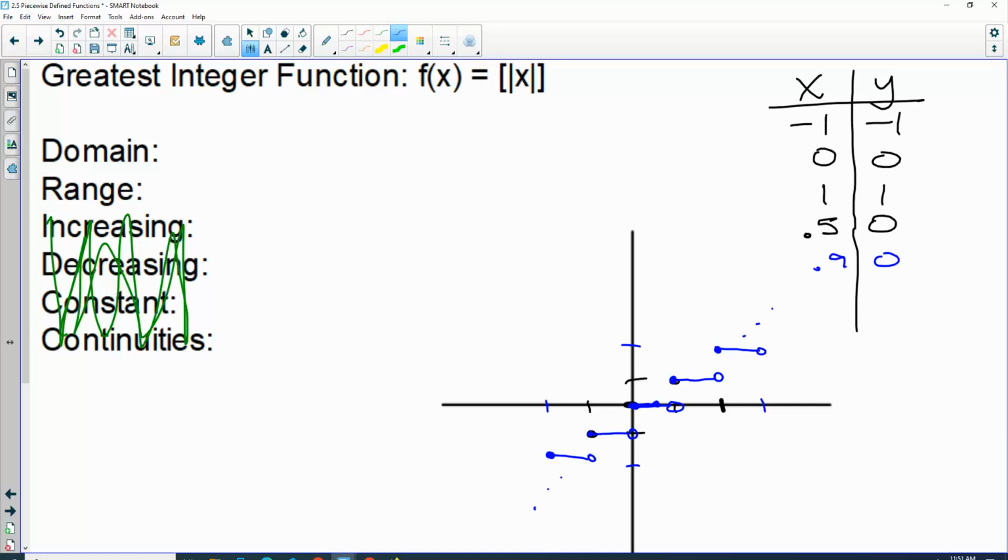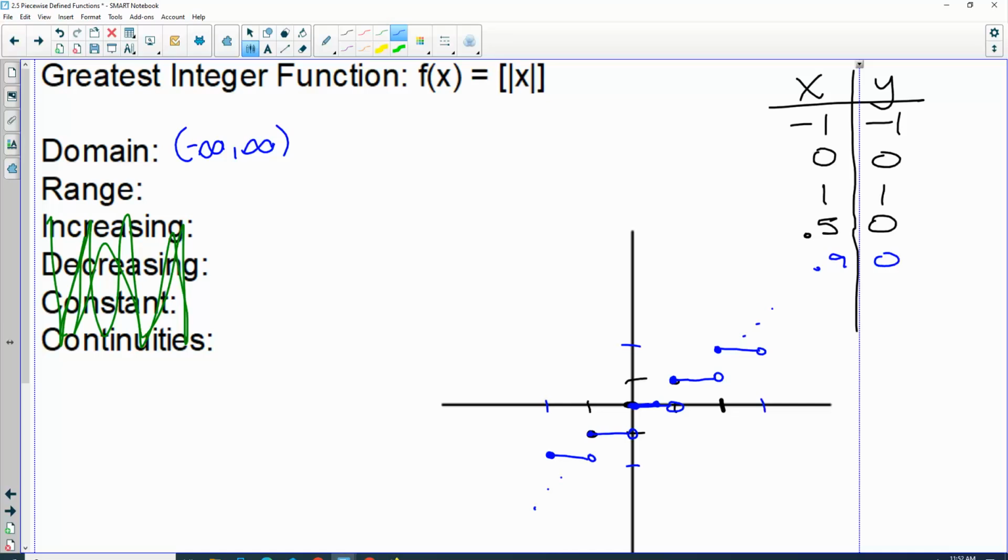That pattern continues. The domain. What x values does this graph hit? All of them, doesn't it? I'm on this step and I jump up and the next one picks up. So I'm hitting all of my x's. So the domain is negative infinity to infinity.